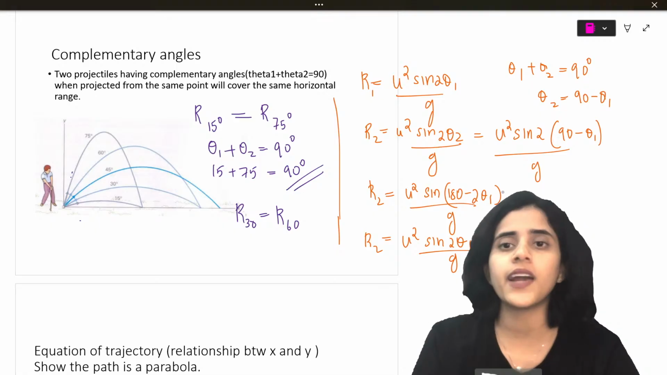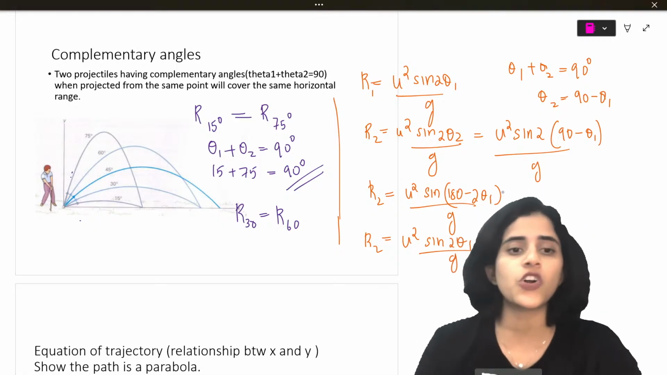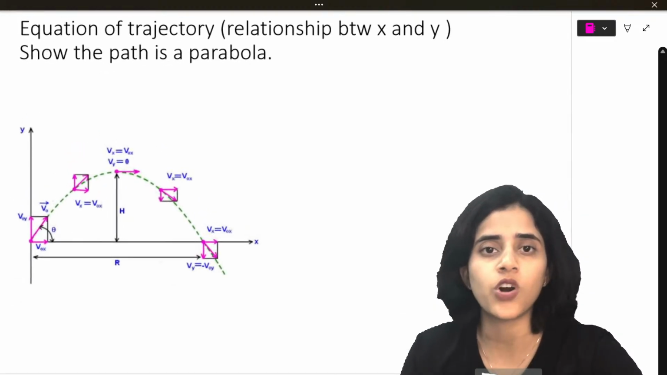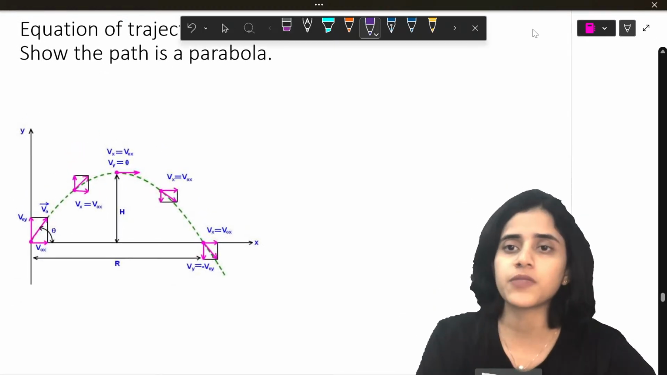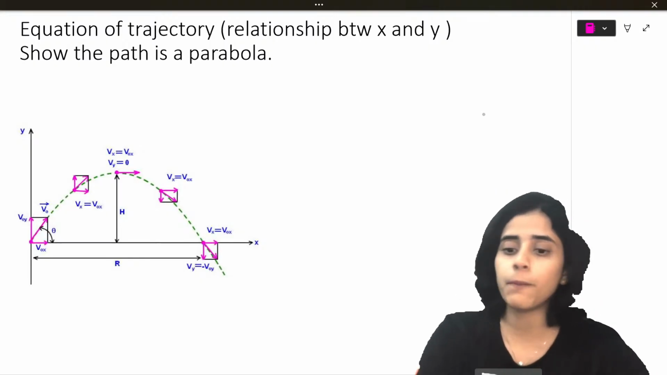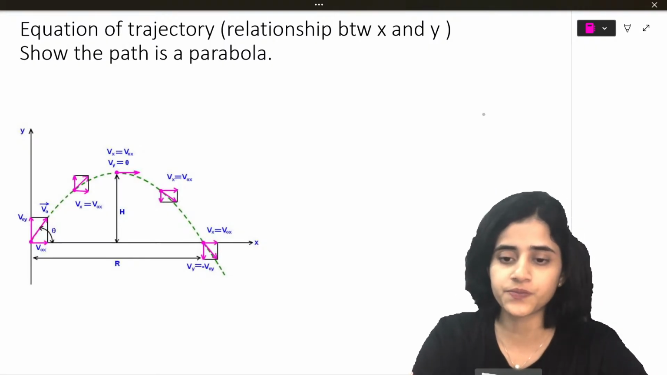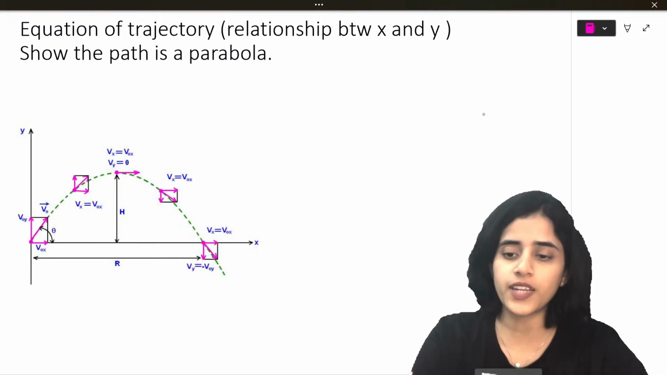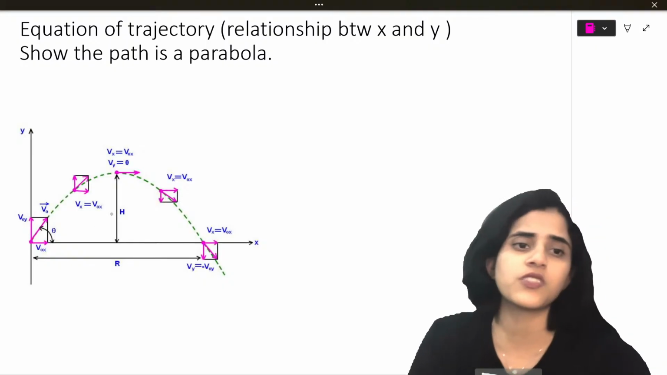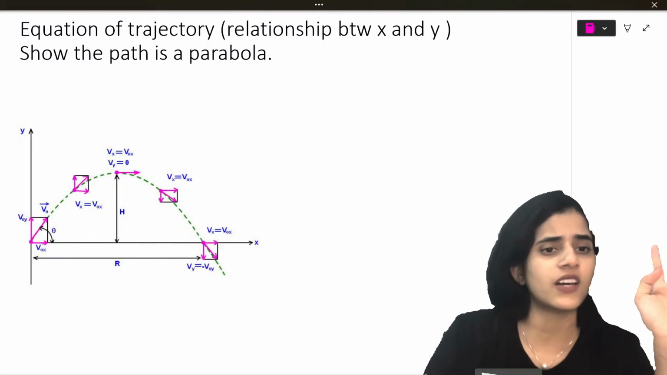Okay. Now, let's look at the equation of trajectory, or show that the path of a projectile is a parabola. How do I show that? To show that, first I will write down the relationship. So this is a formula figure.